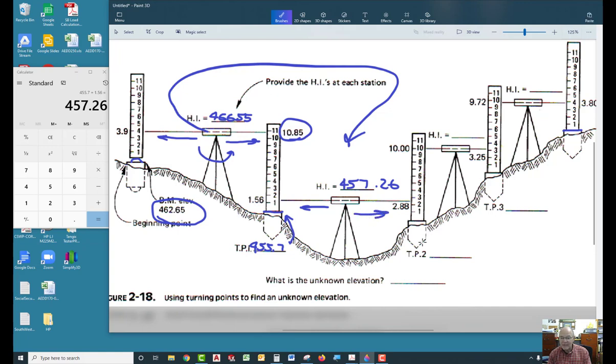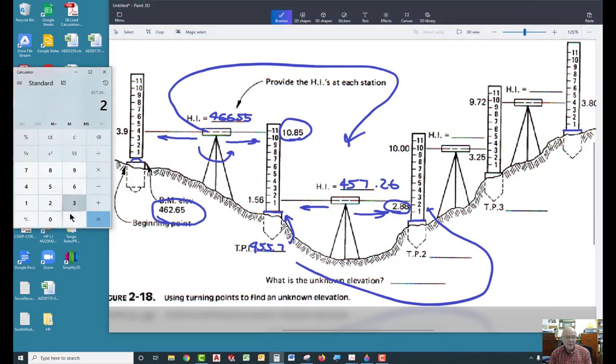Now we turn the level around and we look back this way. And somebody goes running over here and they set up a rod on this one. That rod has to be plumb, by the way, so it's vertical. The next thing we're doing is looking for the next turning point, turning point 2. We know the height of this. We can look and see that's going to be a little lower than this one. How much lower? 2.88 lower than the height of the instrument. The height of the instrument is 457.26. Subtract from that 2.88, which is the number we're looking at when we look over here with the level. So subtract 2.88. Now we have 454.38.